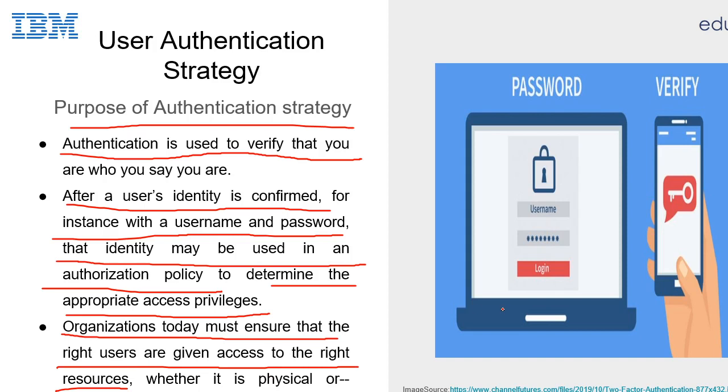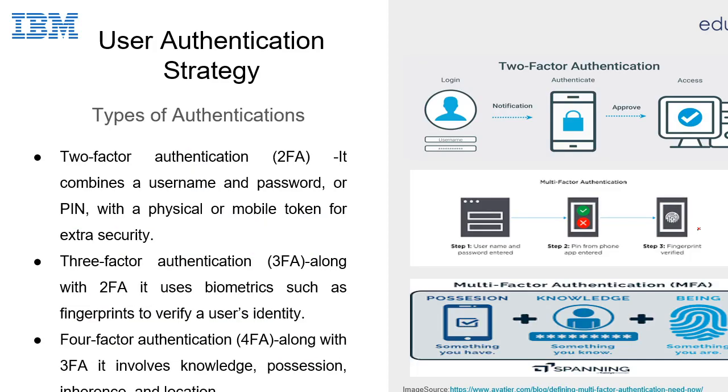So here the user is logged in with username and password, and that will confirm the user. These kinds of login credentials lead to authorizing the user and providing particular access privileges to the users. So what are the types of authentication available nowadays?